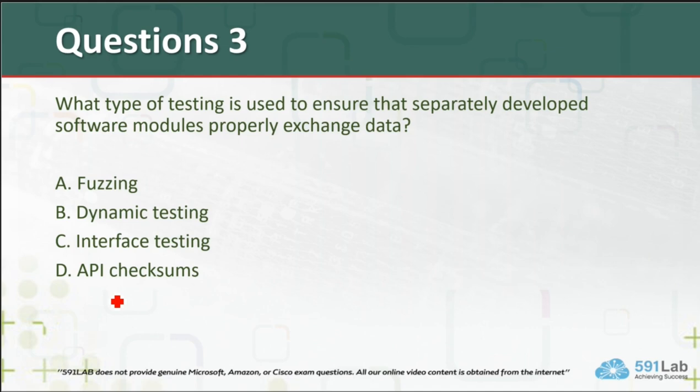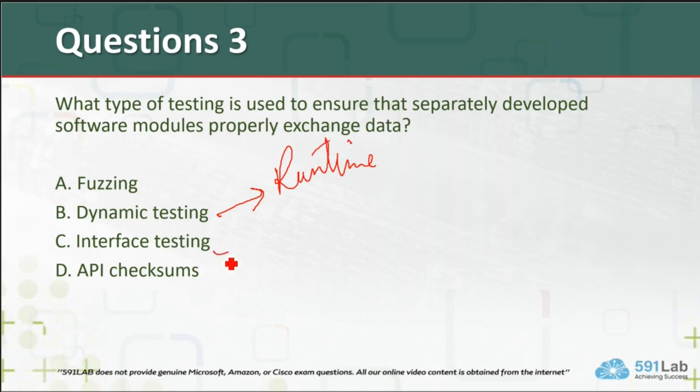So, fuzzing is when we try to test our software by putting in some random actions, random characters, unexpected input, and see how the application is going to perform, how it's going to react to that. Dynamic testing is when we test the application in runtime environment. That's the key word here.